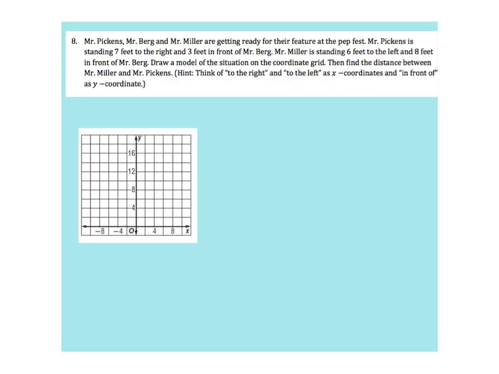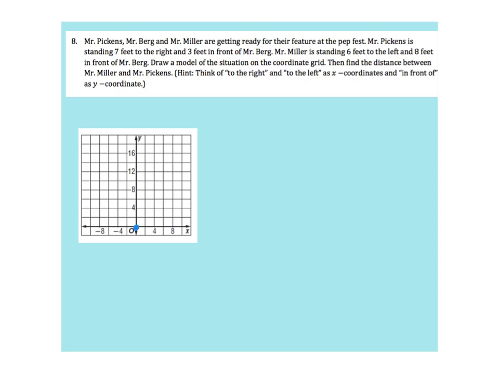Now we're going to look at another one. Mr. Pickens, Mr. Berg, and Mr. Miller are getting ready for their feature at the Pep Fest. Mr. Pickens is standing 7 feet to the right and 3 feet in front of Berg, and Mr. Miller is standing 6 feet to the left and 8 feet in front of Berg. So we're going to draw a model, and then we're going to find the distance between Miller and Pickens. Think of right and left as x coordinates, and in front as y coordinates.